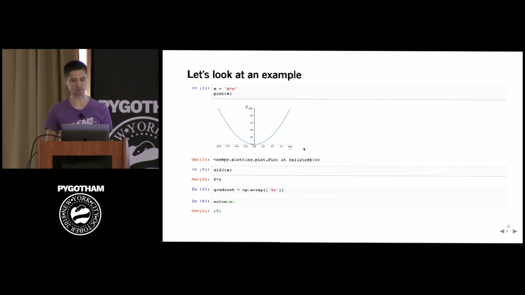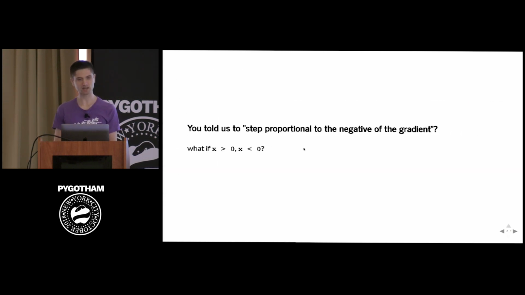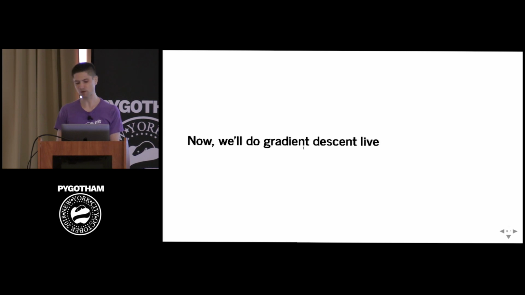So that's great. That's really promising. And again, if we're in the negative domain, then when we take the derivative, we'll be stepping towards 0. Exactly the opposite. So in both of these cases, it looks like stepping in the direction of the negative gradient is looking promising. We have no guarantees yet, but we're on the right track. So now we'll do it live.